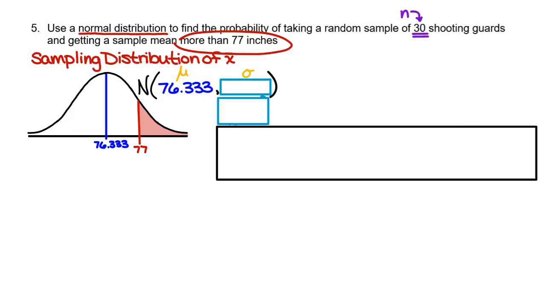How do you calculate the standard deviation? Square root of n, which in this case our n value is how much? 30. So 1.673 divided by the square root of 30, which comes out to be about what? About 0.305.